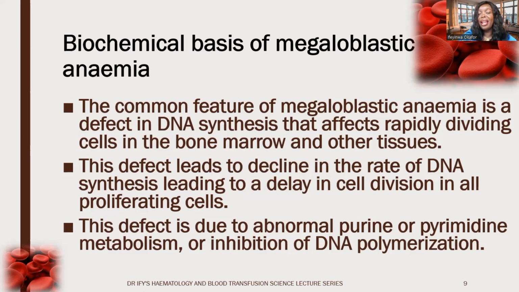This defect leads to a decline in the rate of DNA synthesis, leading to a delay in cell division in all proliferating cells in the body. And this defect is actually due to abnormal purine and pyrimidine metabolism and inhibition of DNA polymerization. Remember that folate is needed in production of DNA precursors.